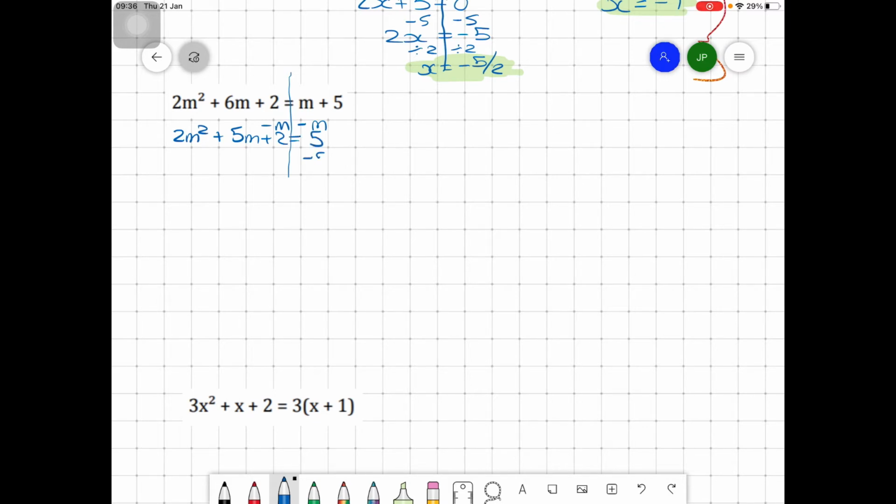And then I'm going to subtract 5 from both sides because the 5 is positive as well. 2m squared plus 5m, 2 take away 5 gives me minus 3 equals 0. So this is now the new equation I am working with. Okay, this is the quadratic I'm now going to solve, and I follow the same process as I did last time.